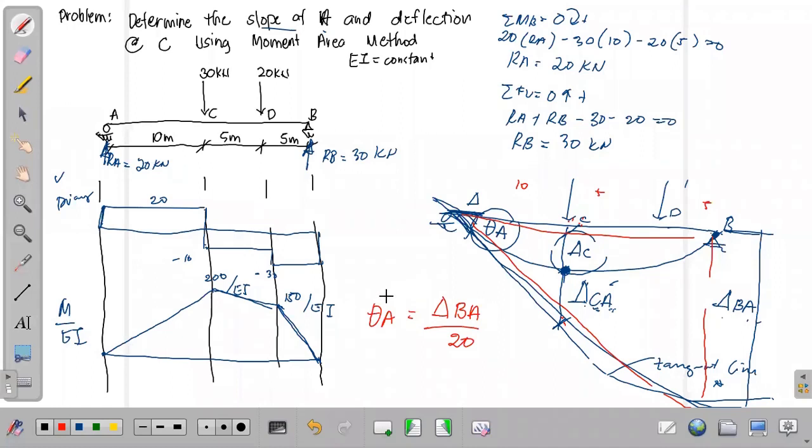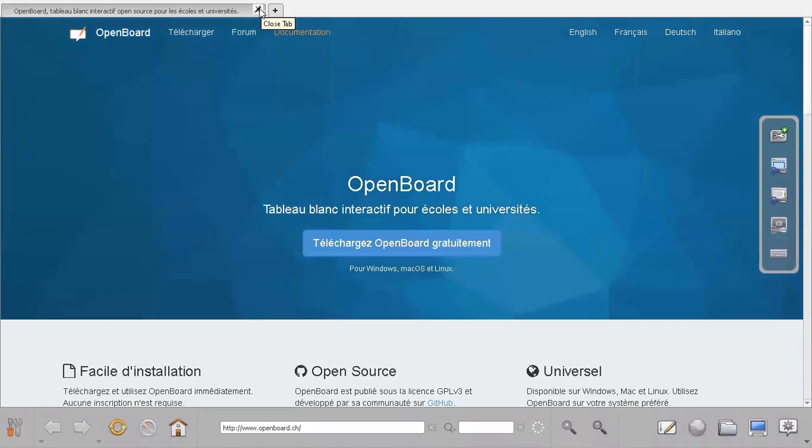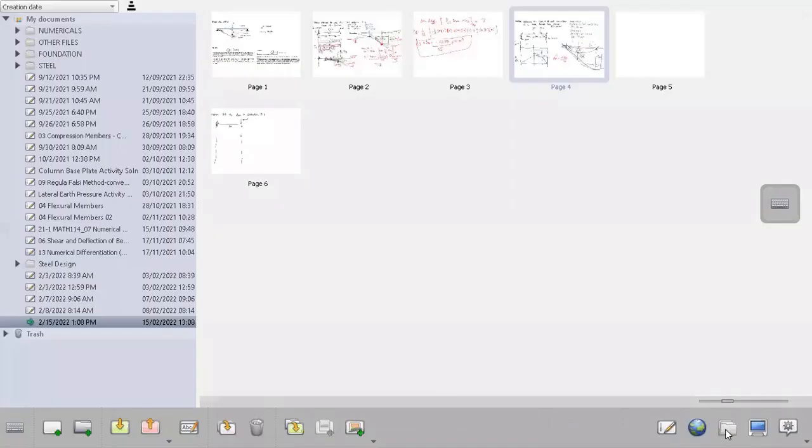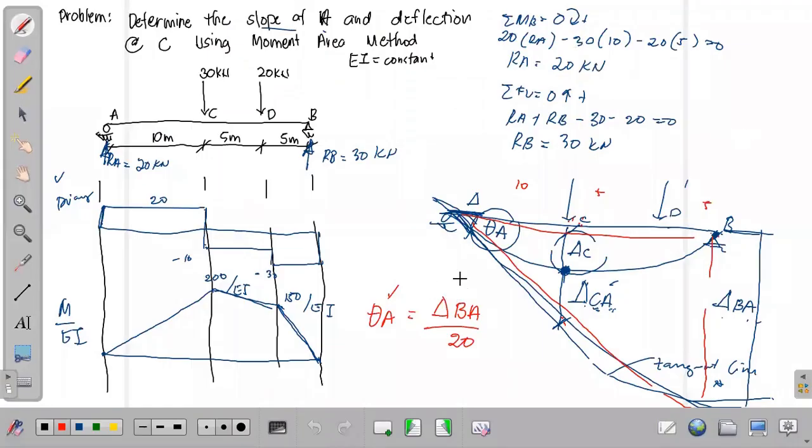Okay? So para ma-solve mo yung slope at A, ang kukunin mo, punta ka dito sa may B, yung delta BA. Okay? What is this? Okay. So, ganyan. So, ito yung magiging equation natin to solve for the slope at A. Ang kailangan lang nating isolve ito, yung delta BA. This is actually the second theorem of our moment area method. Delta BA. So, the M over EI diagram, area diagram between B and A. So, B, ito yung A. So, kailangan mong kunin lahat yan, yung area ng lahat, yung M over EI diagram natin, to solve for the delta BA. Okay?